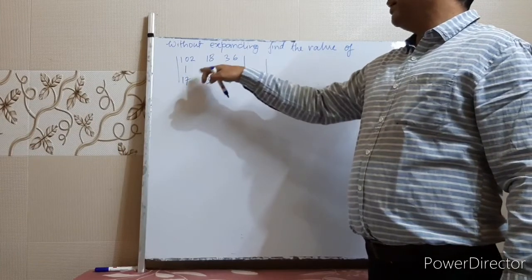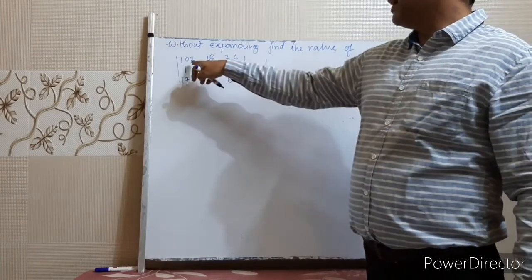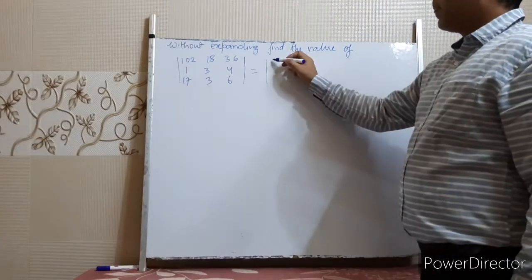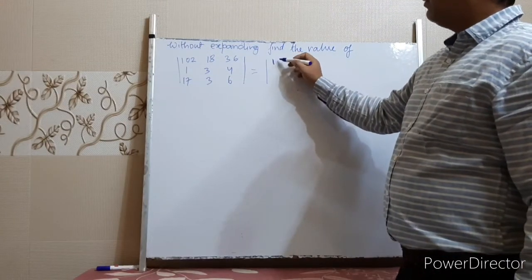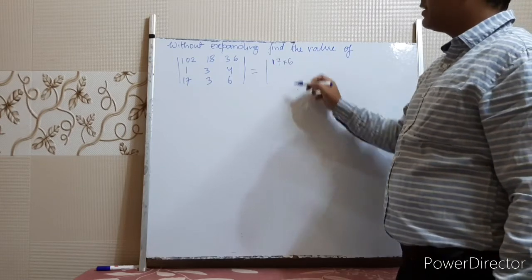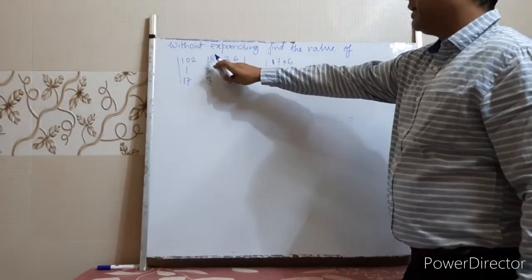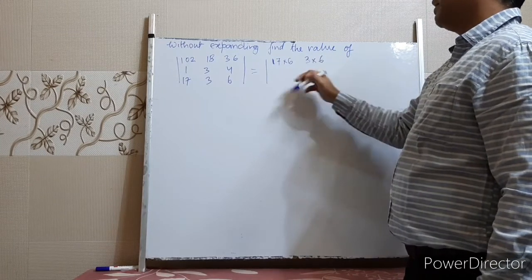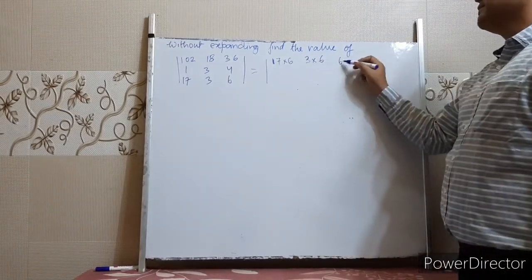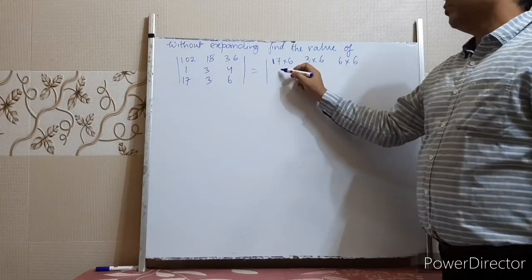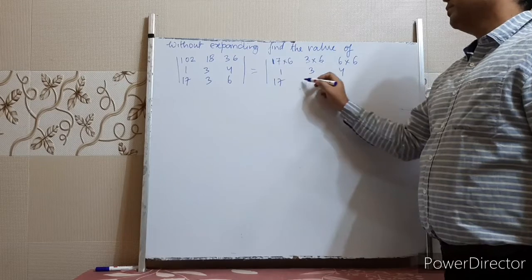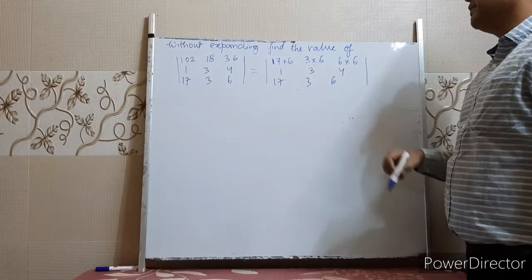This is row 1, row 2, row 3. You can see that we can convert this row 1 into row 3. How? This 102 can be written as 17 times 6, this 18 we can write as 3 times 6, and 36 we can write as 6 times 6, right? The second row will remain the same. Third row is 17, 3, 6.